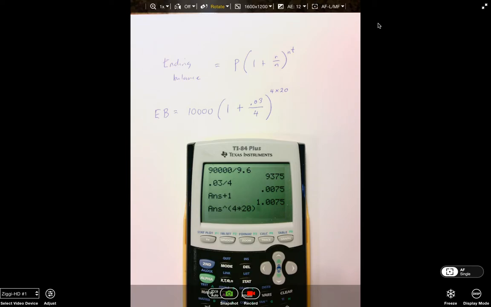Now, are there easier ways to do this? Absolutely. And I'm going to teach you how to do that as we go on. But we're kind of crawling right now. So I want to raise that there, okay? And then I want to multiply by the initial investment.